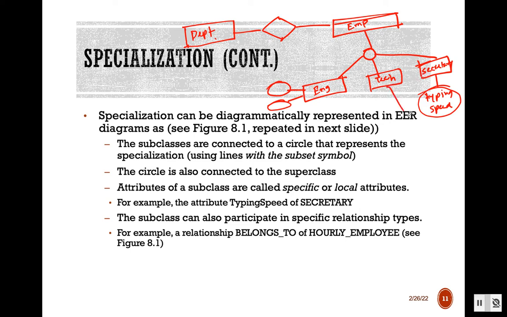Now let's see, technician has a specific relationship with another entity type. That means only the technician can participate in this relationship.